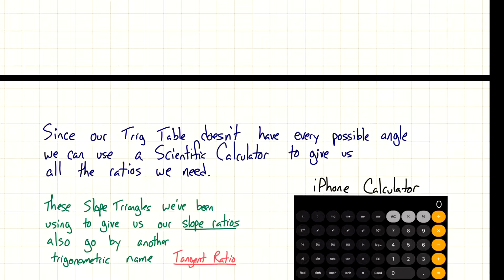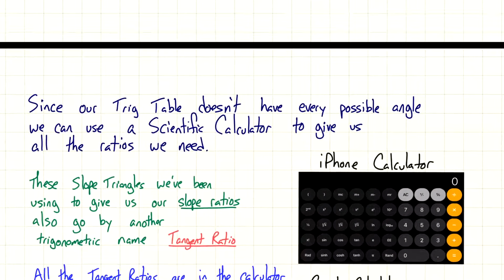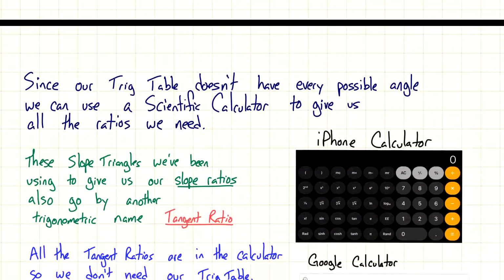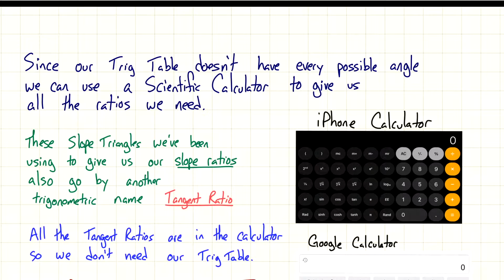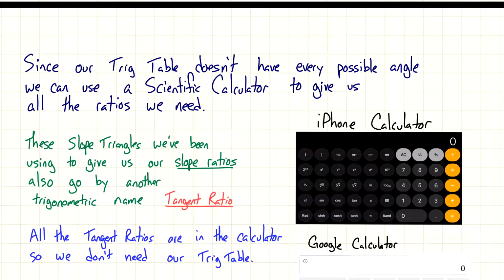I'm going to go over a few examples on this. Since our trig table doesn't have every possible angle, we can use a scientific calculator or maybe a graphing calculator, which also has scientific features, to give us the ratios we need.